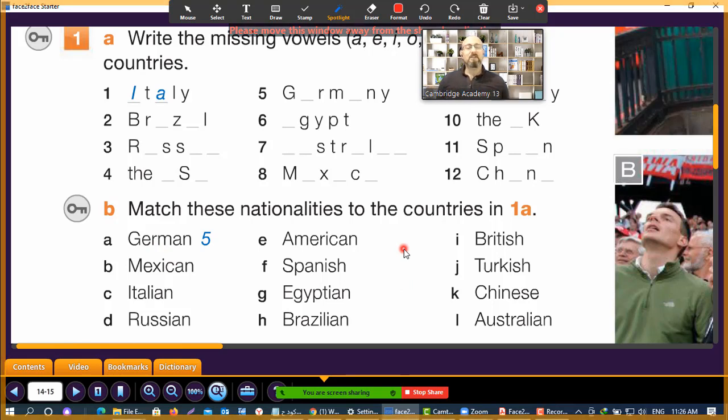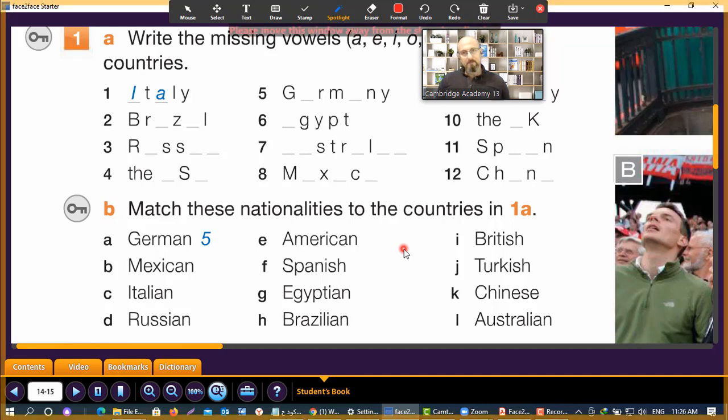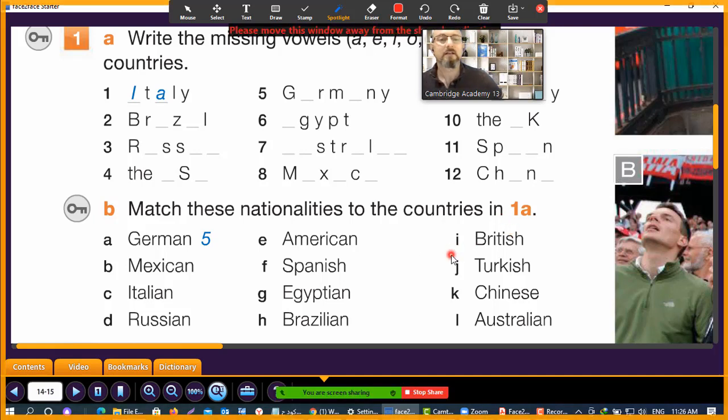But country, I am from. I am from Libya. I am Libyan. Nationality, I say I am. Yes, nationality, I am. Very good. Nationality, I am. He is. Okay. Country, I am from. Very good. Teacher. Yes.